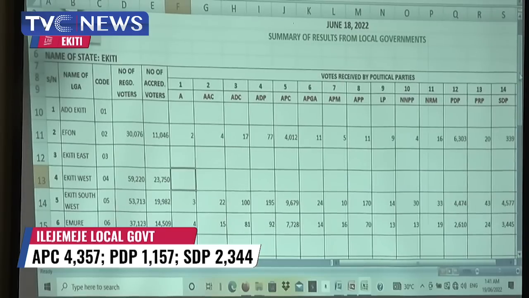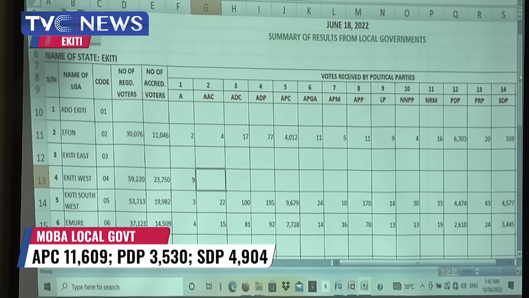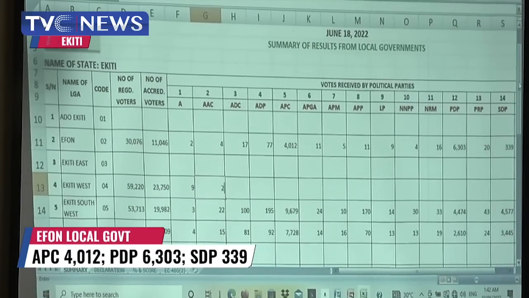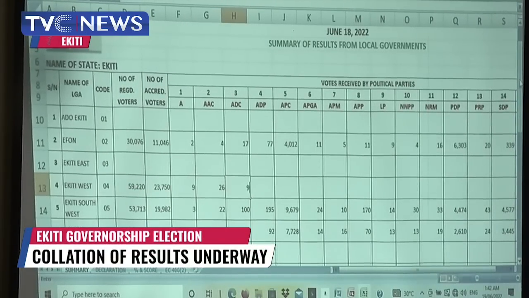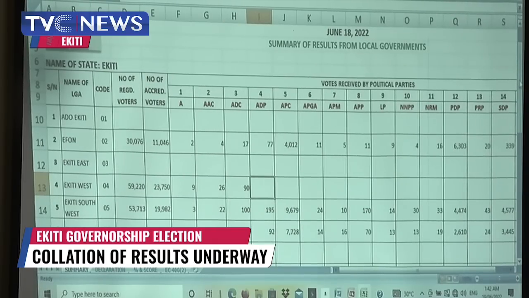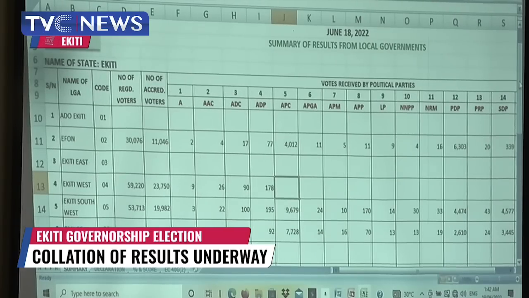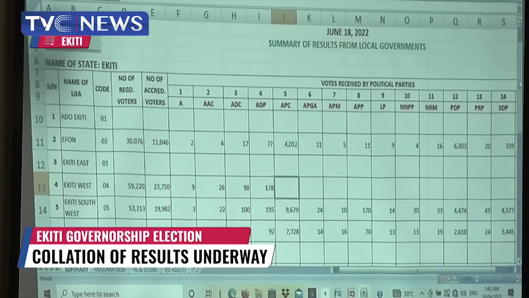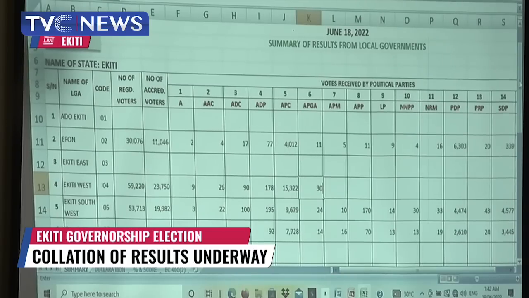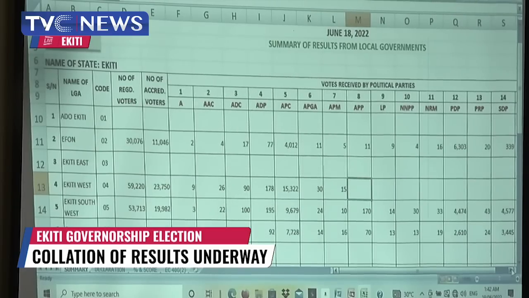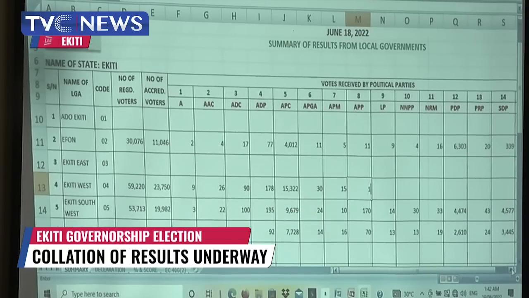Party A 909. AAC 26. ADC 90. ADP 178. APC 15322. APGA 30. APM 15. APP 105.